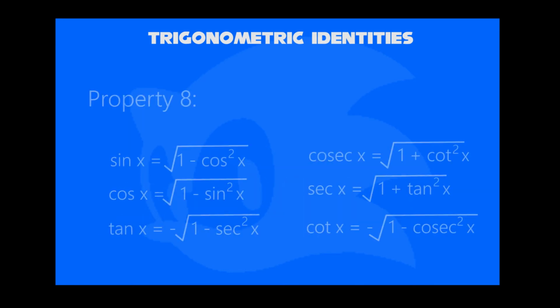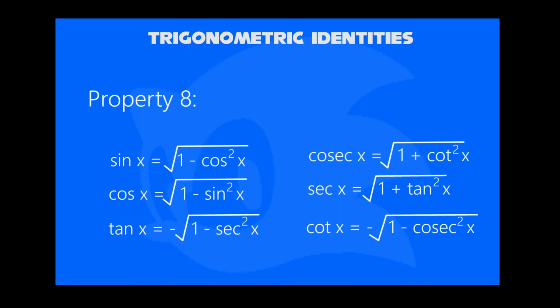And 8th property, same for each trigonometric value, but in a different way. Each sine x equals square root of 1 minus square cosine x. Each cosine x equals square root of 1 minus square sine x. Each tan x equals minus square root 1 minus square secant x.